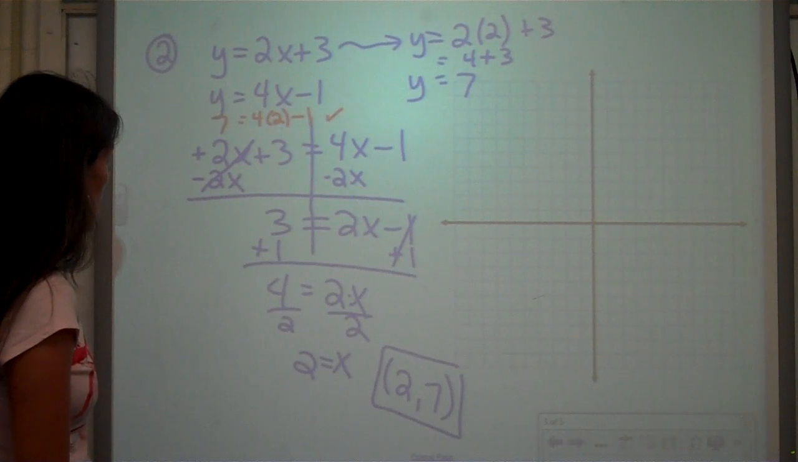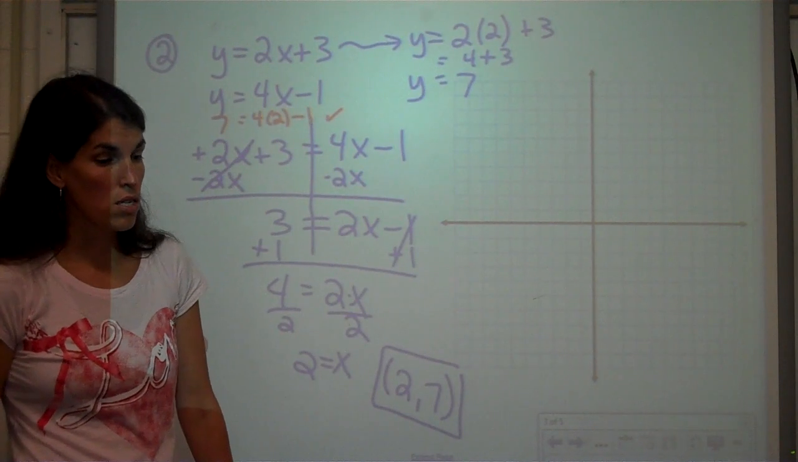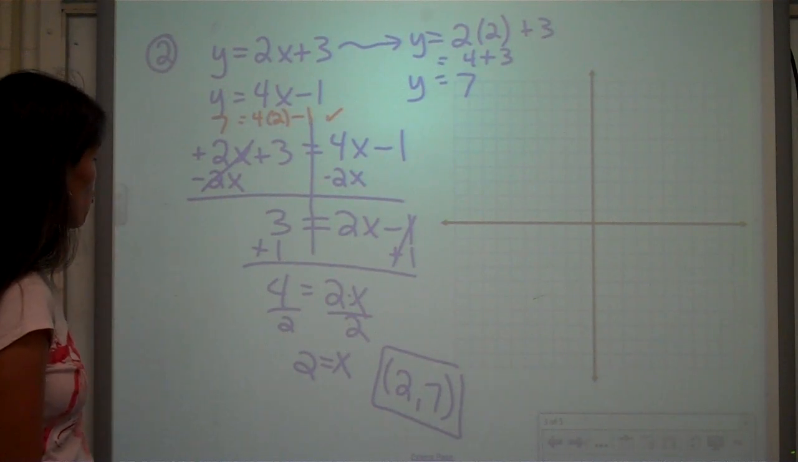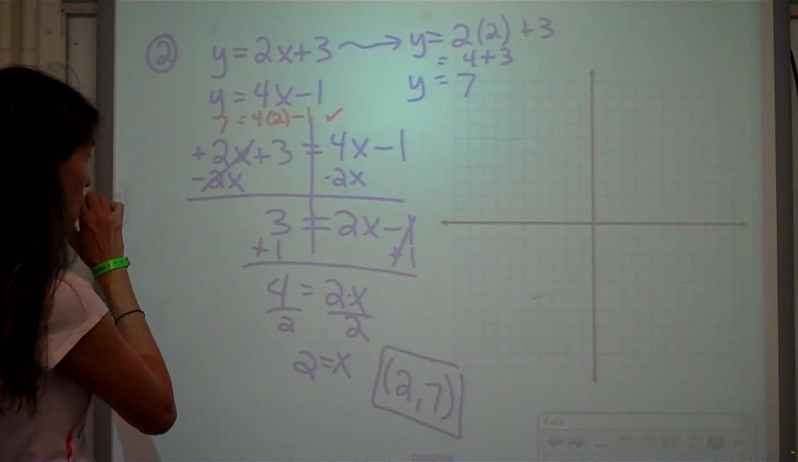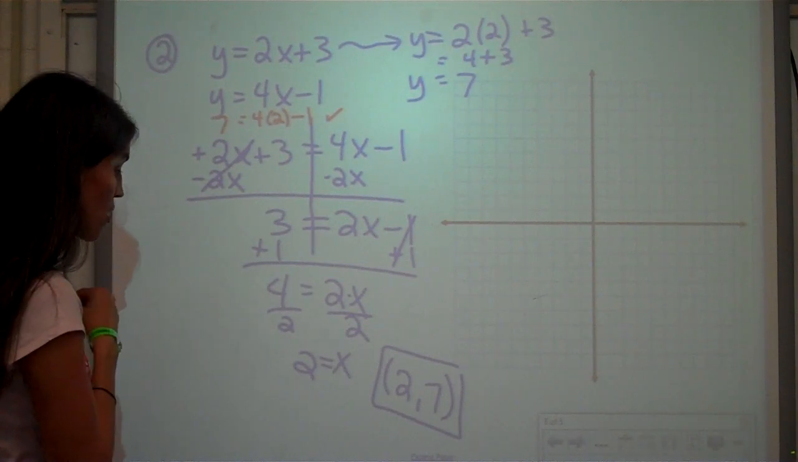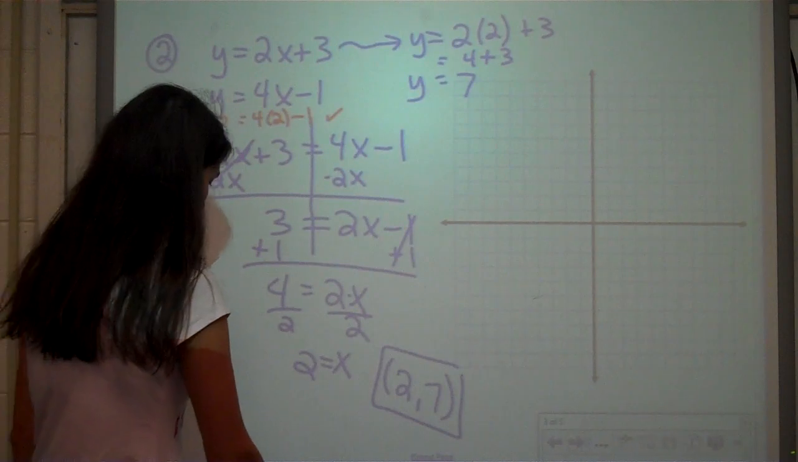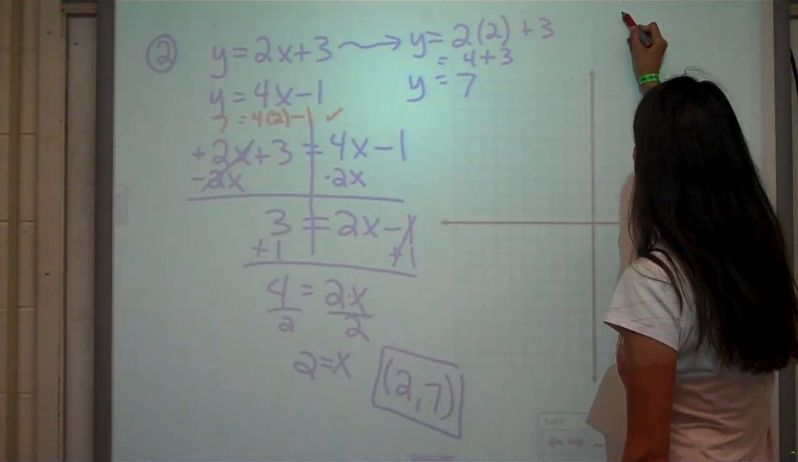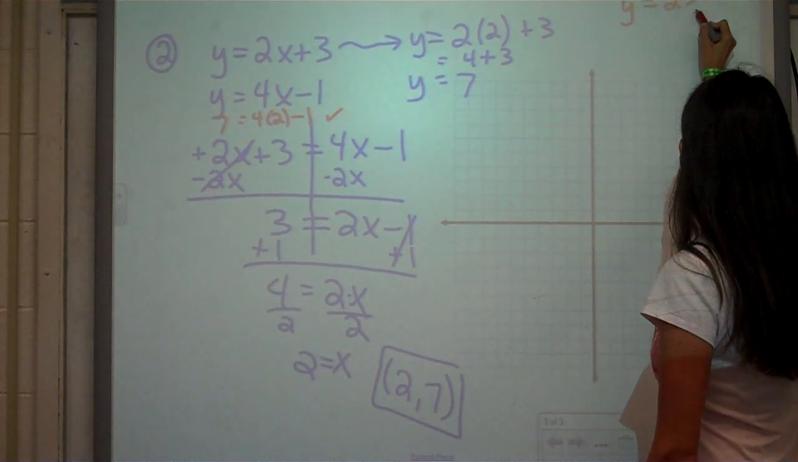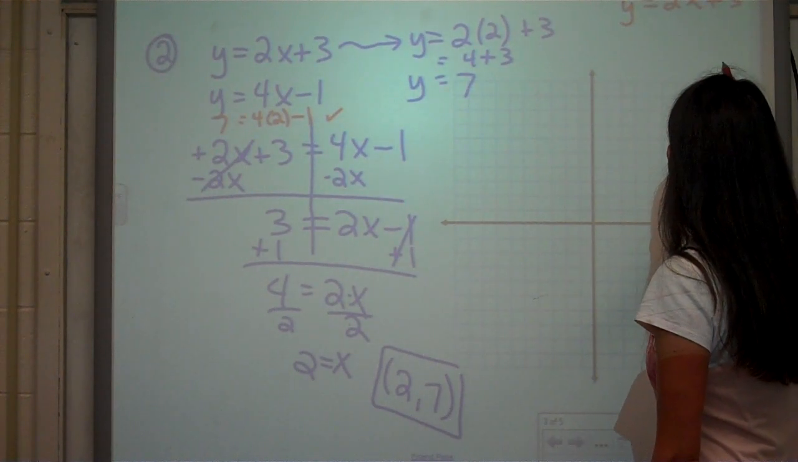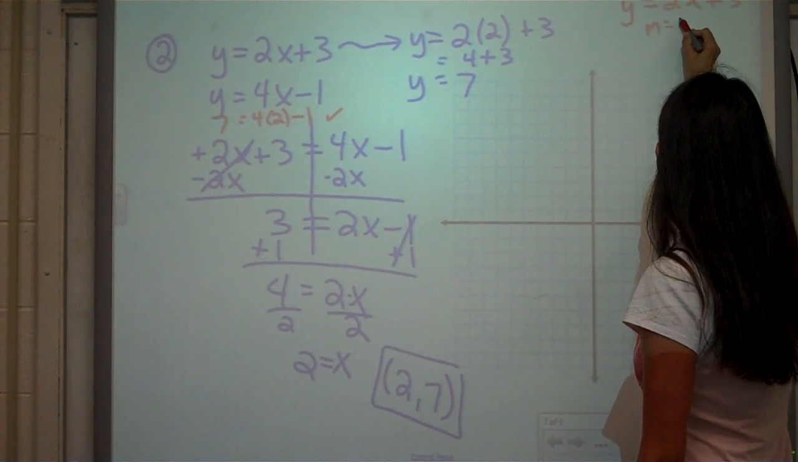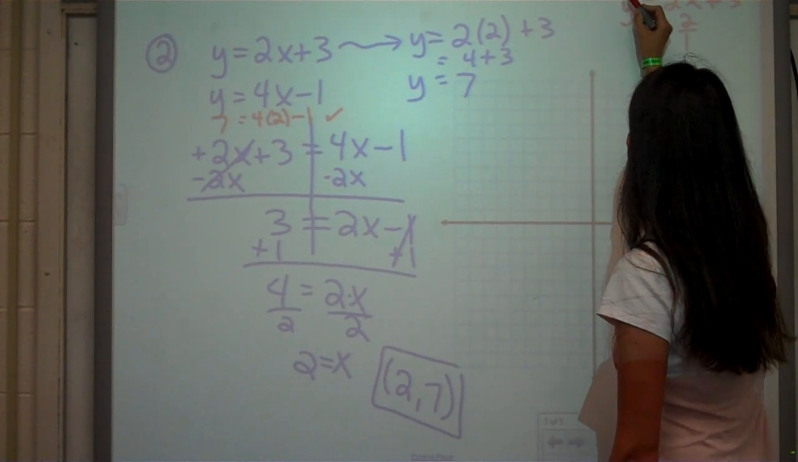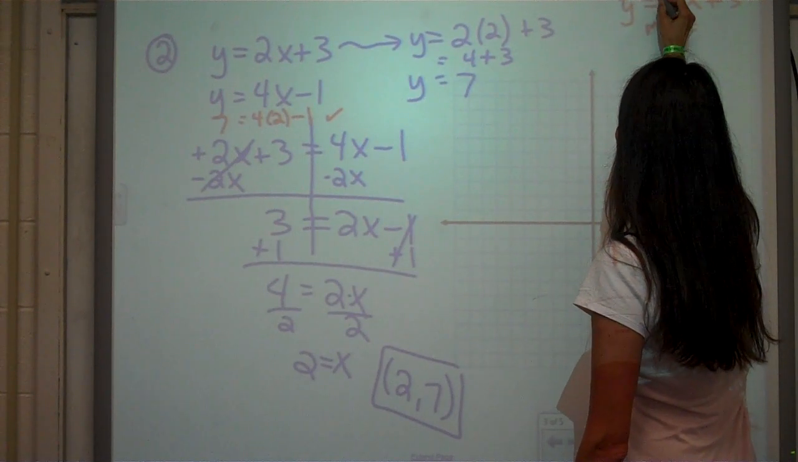I think this time I will graph them by slope-intercept form, since they're in slope-intercept form. I'll do them in different colors. So if I were to graph y equals 2x plus 3, the slope is 2, or 2 over 1.